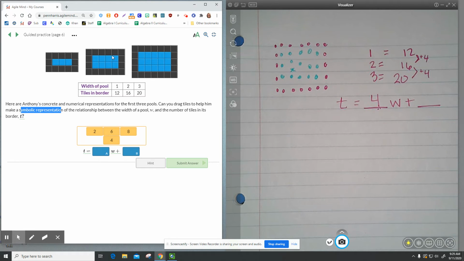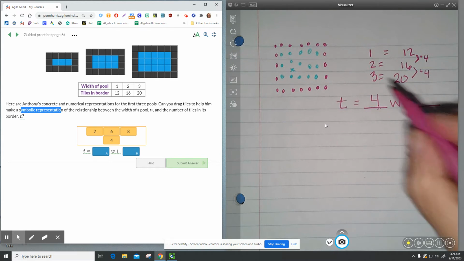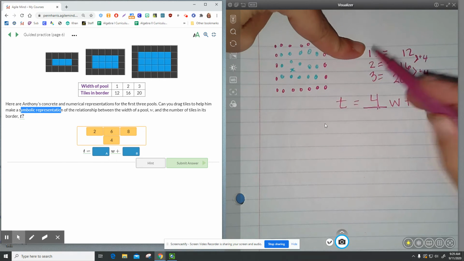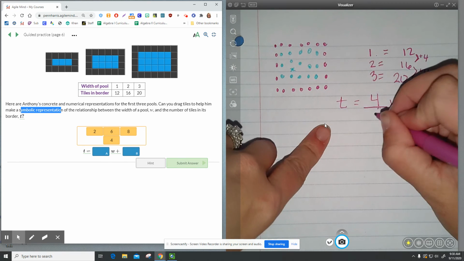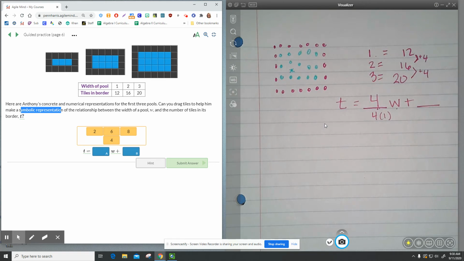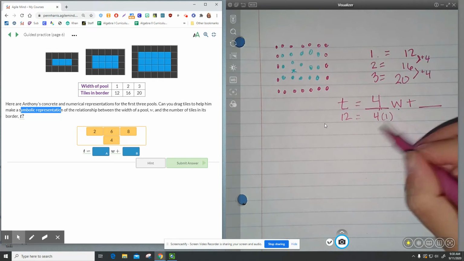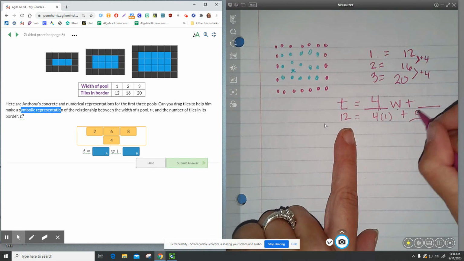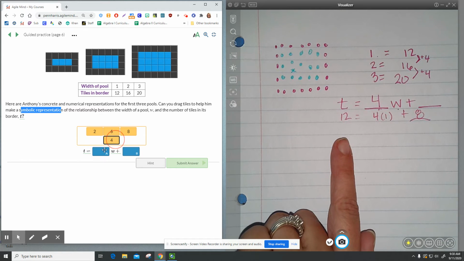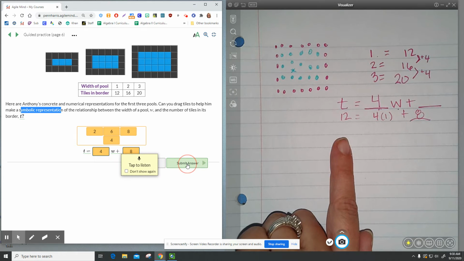Then, how many additional tiles are added on each time? Well, that's going to be our 4, if you count it then, if I said, let's just throw in the number 1. 4 times 1 is 4. And that has to equal a total of 12. So 4 plus what is going to give me the 12 tiles? Well, that's going to be 8. So I'm going to say 4W plus 8 additional tiles. And click submit.